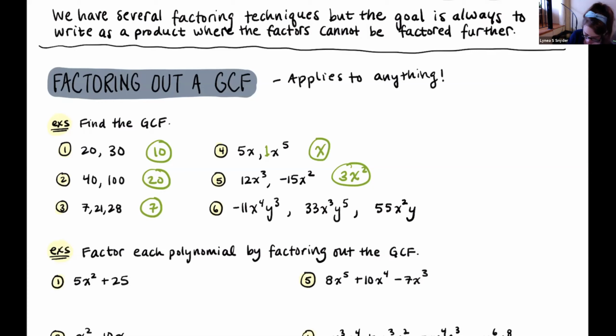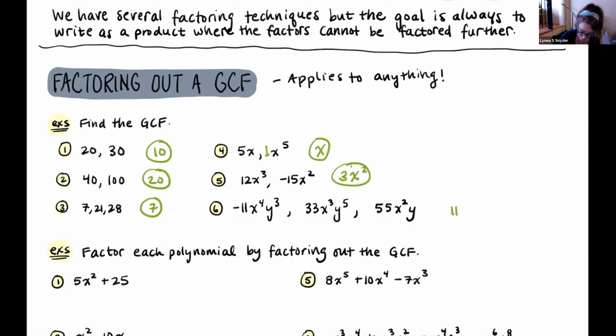Okay, lastly, here's an example where you've got multiple different variables, but the same process applies. You're going to look at the numbers separately, find the greatest common factor of those, and look at the variables separately. Here we have x and y, and we'll find the greatest exponent that can be taken out of each of the x and the y powers. Looking at the negative 11 and the 33 and the 55, our smallest number here is 11, and luckily that does go into 33 and 55. So the greatest number factor that we can take out here will just be 11.